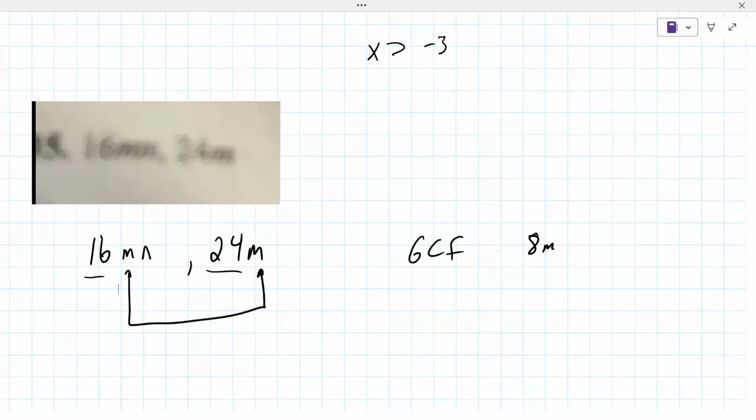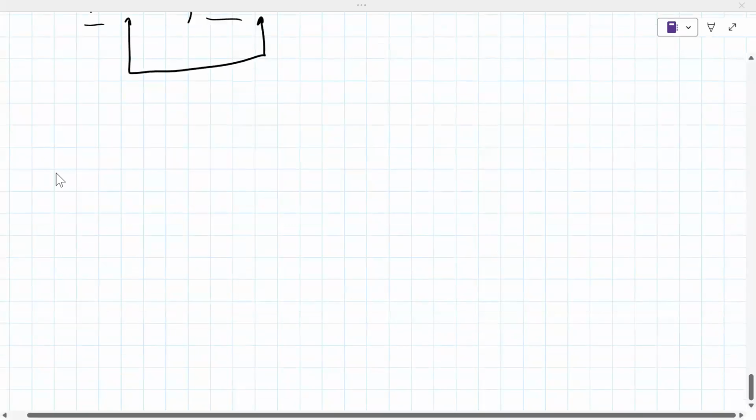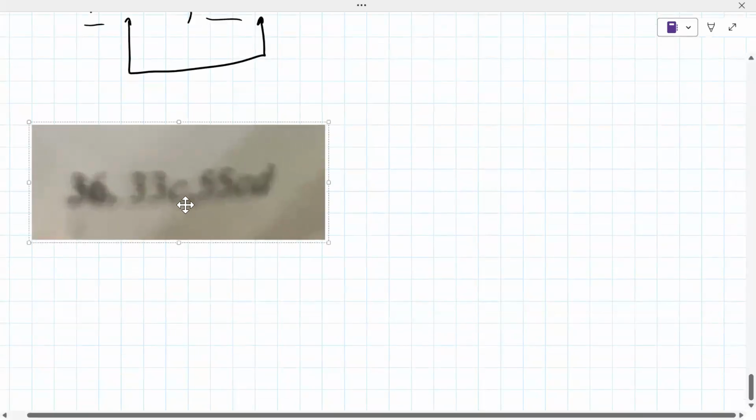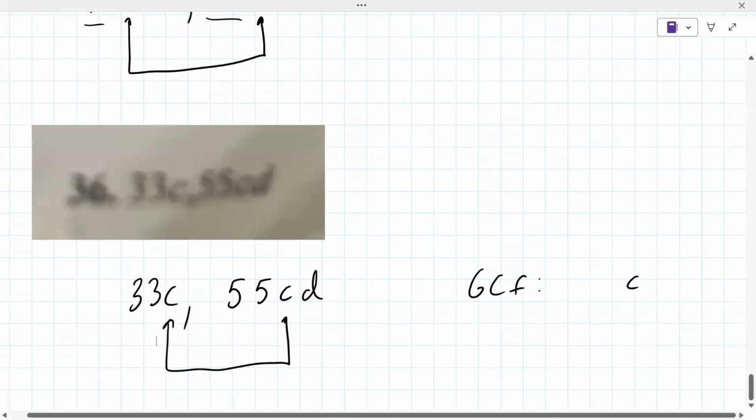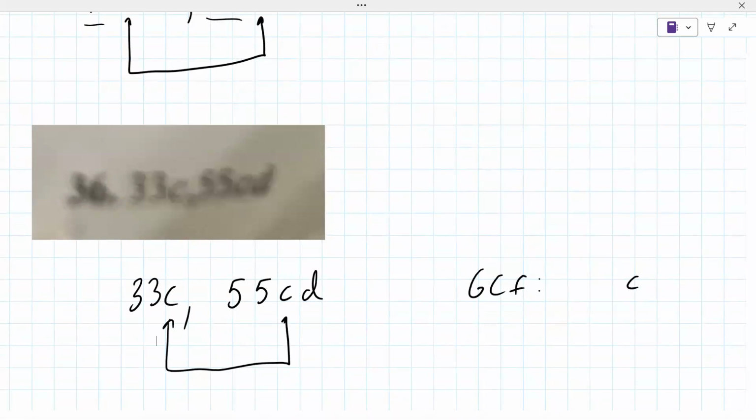All right, so then the next one here is 36. So I see 33c and 55cd. The answer will definitely have a c in it because of them both having a c. But what's the biggest number that goes into both 33 and 11? That's probably the biggest challenge here, to figure that out.